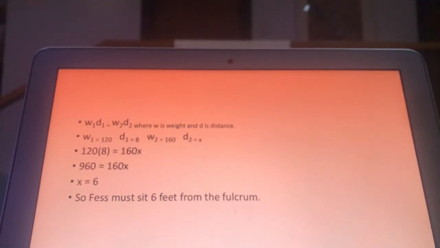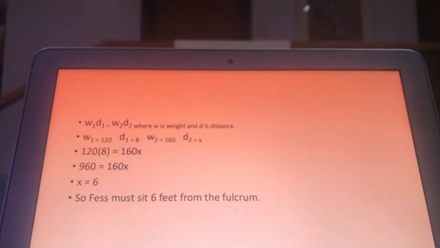So we substitute. 120 times 8 should be equal to 160x. So 960 is equal to 160x. We simplify, divide both sides of the equation by 160, and x will be 6. So Fess must sit 6 feet from the fulcrum. Now this is very simple to understand because it's kind of easy.